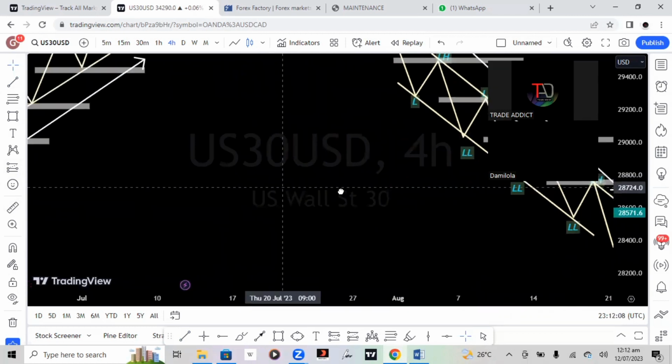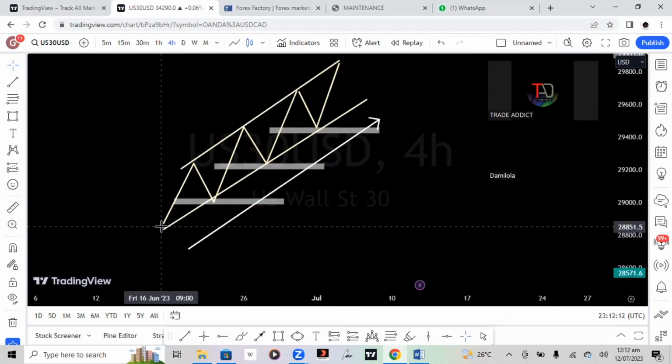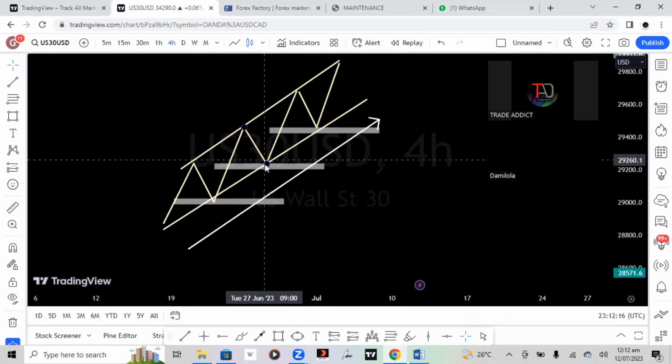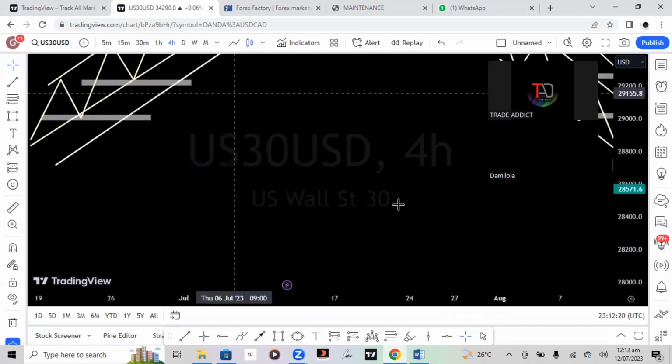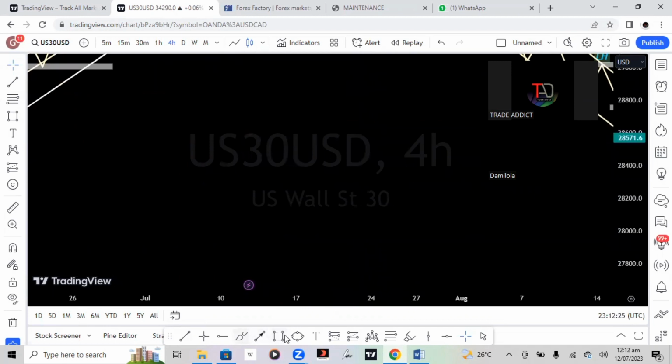Or do you need me to label this as well? This is called low. This is called high. This is called higher low, higher high, higher low, higher high, higher low, higher high. So now, the third one is called sideways market or a ranging market.